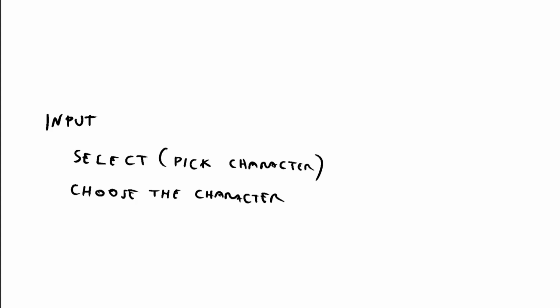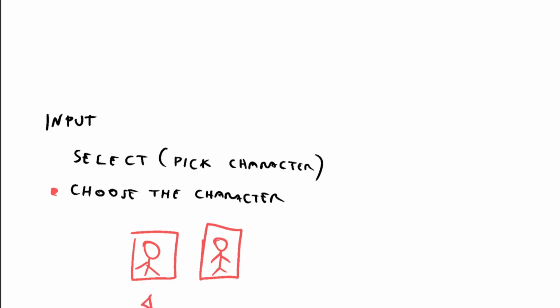Well, let's suppose that we have two characters to select. One here, one here. And this is here, two characters, and you change to this one or this one, okay? And this input right here will pick one of these and make it the character that we will use.